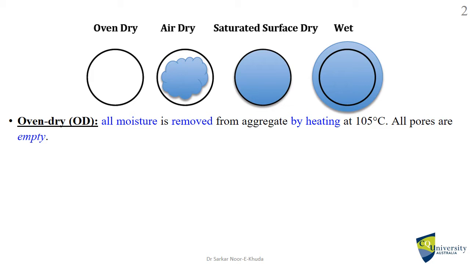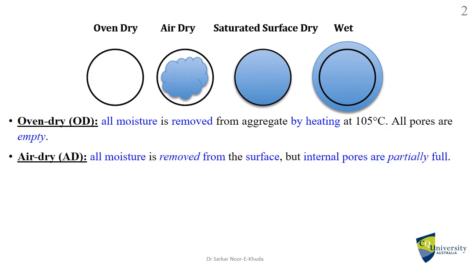This state can be achieved in a laboratory environment by placing the aggregate sample in an oven at 105 degrees Celsius over a duration of 24 hours. The next state is the air dry state. You may refer to it as the natural state, where there is no moisture on the surface of the aggregate particle, and the internal pores of the aggregate particle are partially filled. It is shown on the second figure from the left side.